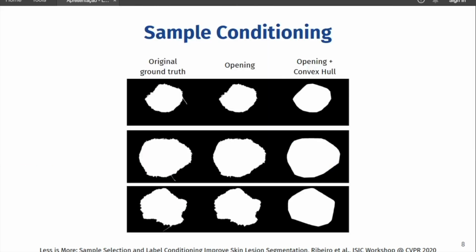Label conditioning is a pre-processing technique we can apply to our targets. By employing simple and well-known operations, label conditioning acts like a regularizer, removing small details that might prove distracting for the models. We propose two methods, producing distinct outputs. The first is the morphological opening, which removes white spots from the image. The second is the opening followed by the convex hull.